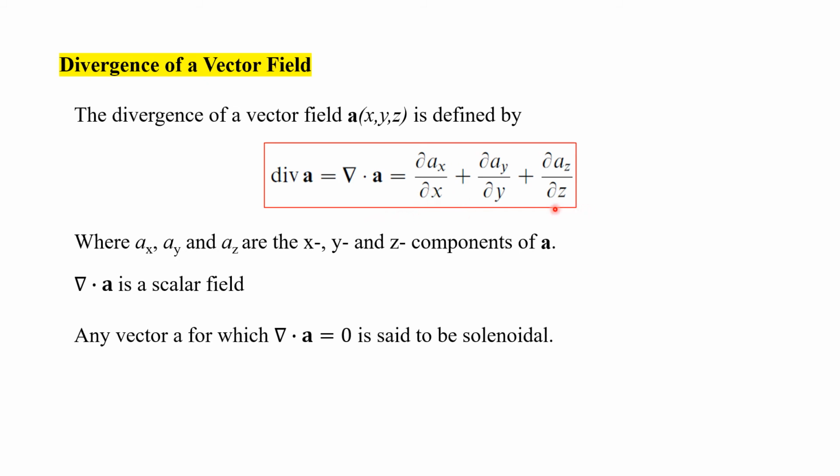where Ax, Ay, and Az are the x, y, and z components of your vector A. Here, as you can see, since this is a dot product of your del operator and your vector A, del dot A is a scalar field. And any vector A for which del dot A is equal to 0 is called solenoidal. So again, let's review the divergence of your vector field, del dot A, which is equal to partial x of Ax plus partial y of Ay plus partial z of Az.